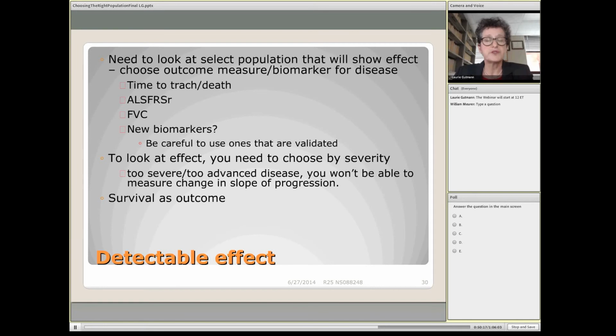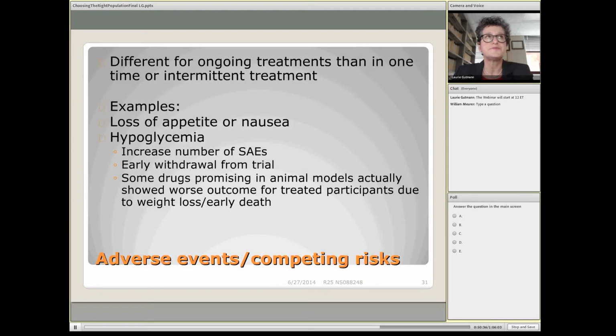And then if you use survival as an outcome, you may want to choose a population that's not very early in the disease because they may not change. They may survive for an unexpectedly long period of time that would extend your trial significantly. Adverse events and competing risks are also of import when you're looking at your selection criteria.